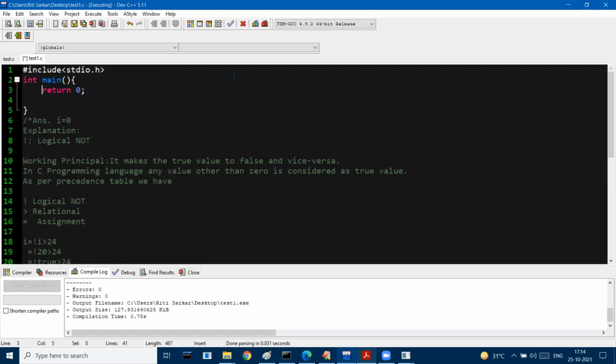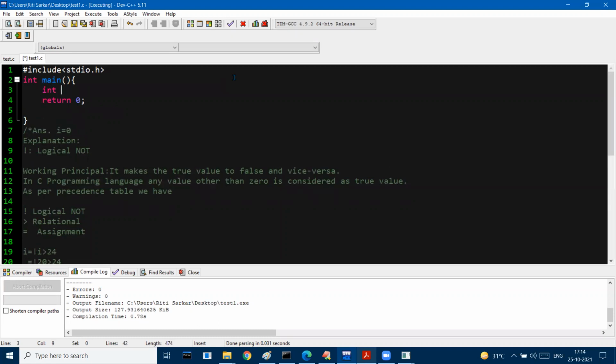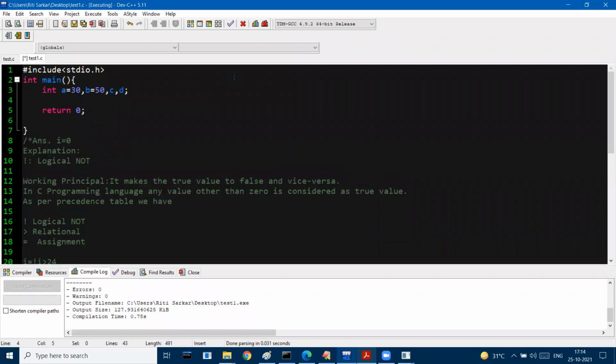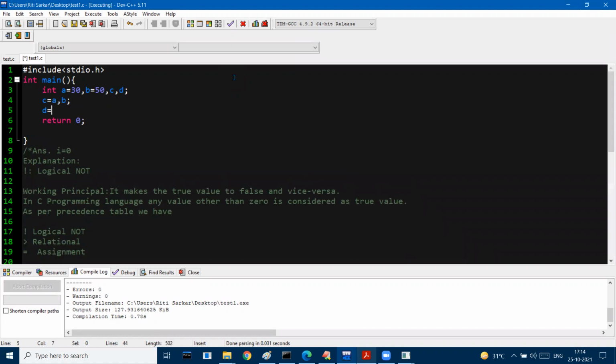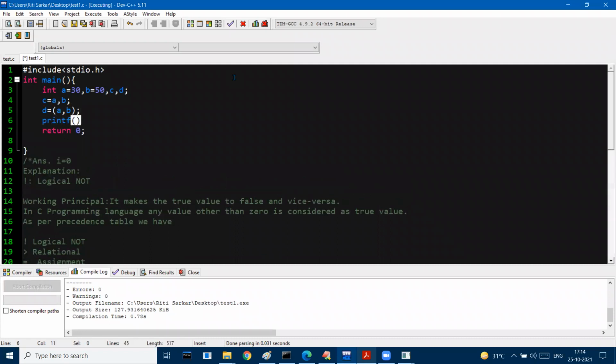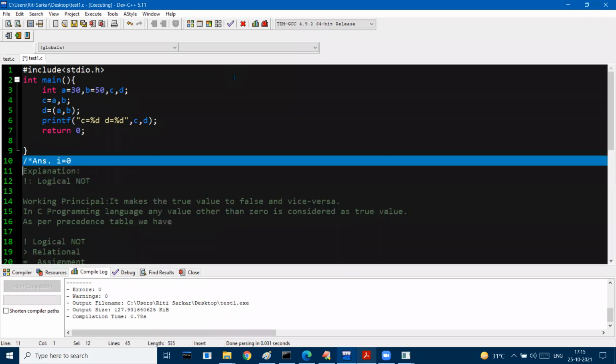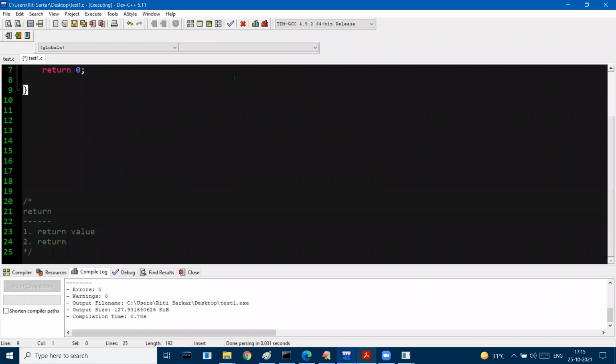Suppose for example, now I'm writing here int a is equal to 30, b is equal to 50, and c and d, two variables I am having. Next, here I'm writing c is equal to a comma b, and here I'm writing d is equal to a comma b. Printf percentile d, I want to print the value of c and d here. c is equal to, d is equal to. Now this is a very beautiful example. Listen carefully. Observe here.